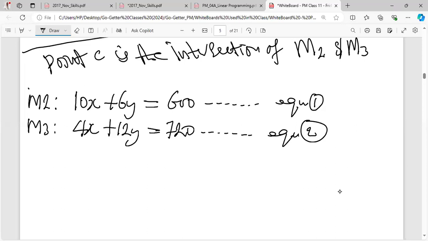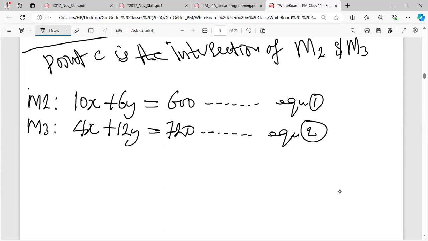All you need to do is, if you want to eliminate y, you have to make the two y's, in equation 1 and equation 2, to be equal. One way to do it is by using the coefficient in equation 1, which is 6, to multiply the whole of equation 2, and to use the coefficient 12 to multiply the whole of equation 1, such that the two y's here will be equal. But we may not do it that way.